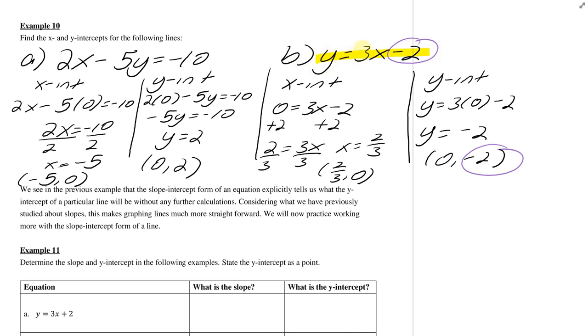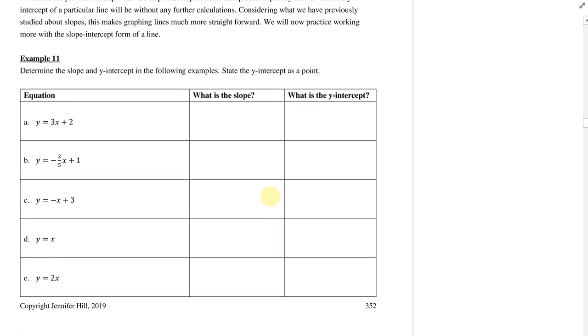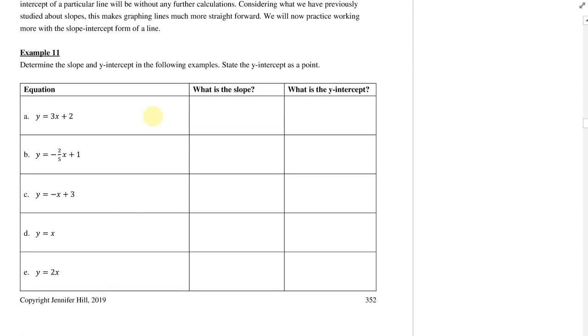So from this form of the equation, we actually get quite a bit of information, and it makes graphing a lot easier, and it just makes working with the whole process a lot more straightforward. So I really want to get used to looking at these types of equations. So what I want to do with this table here is give you an equation, and I want you to tell me what the slope is.